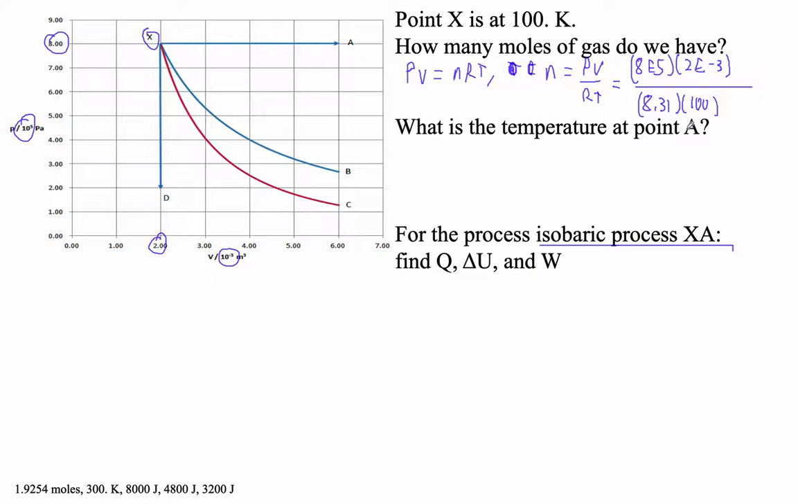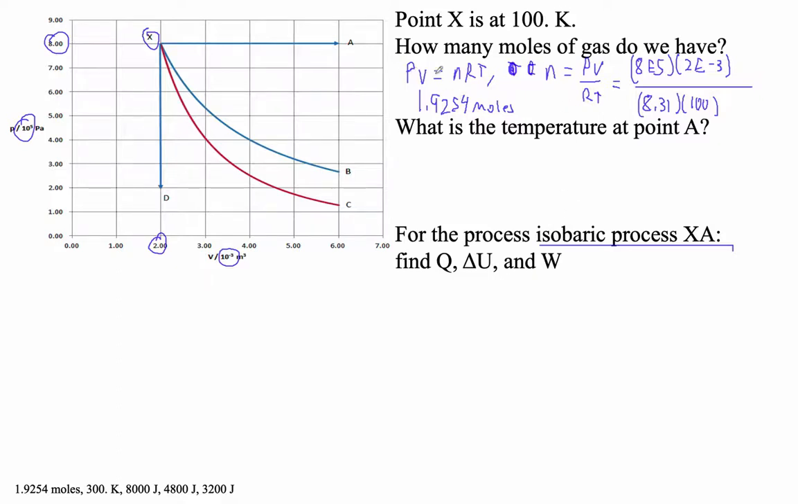Okay, so let's just try that. I'm actually going to use the fraction key on my calculator. All right, so 8E5 times 2E minus 3 over 8.31 times 100. And I get that the number of moles is 1.9254 moles, approximately, right? Okay. So what is the temperature at point A?